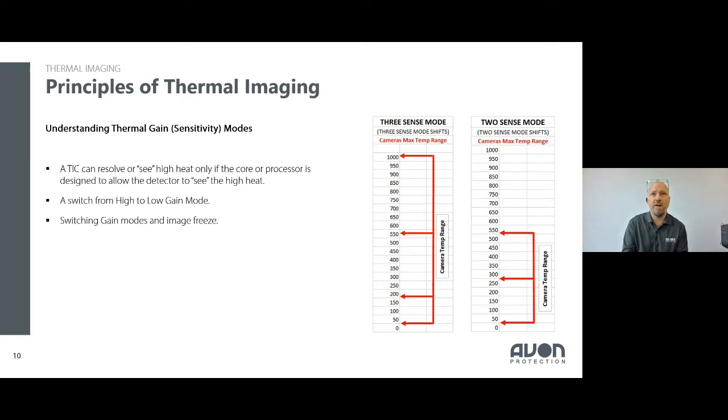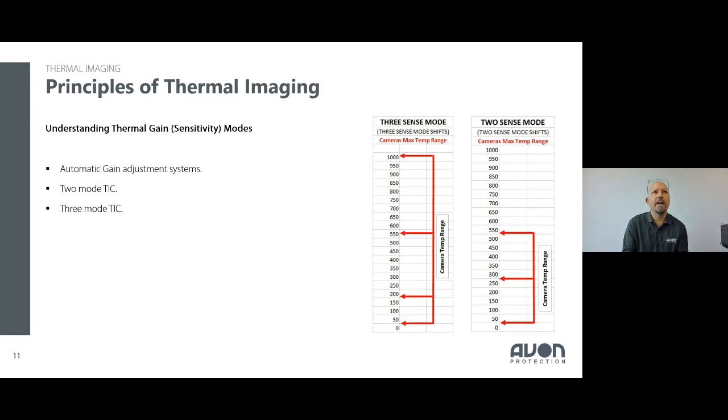So in very hot fires, and we did see an example of the fire earlier, which was measuring close to 1,000 degrees Celsius, you would just see a red out. And that's important. Basically, we automatically adjust the gain either in 2 mode or 3 mode, depending on whose camera you're using, to enhance the scene.